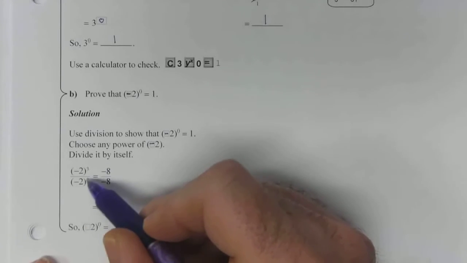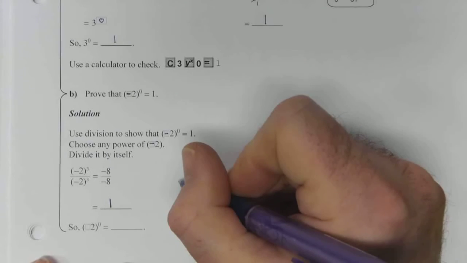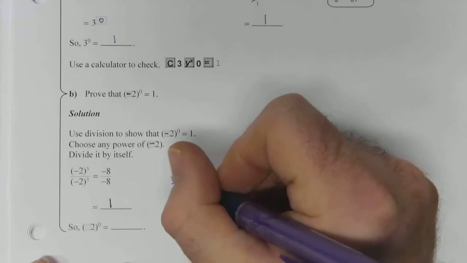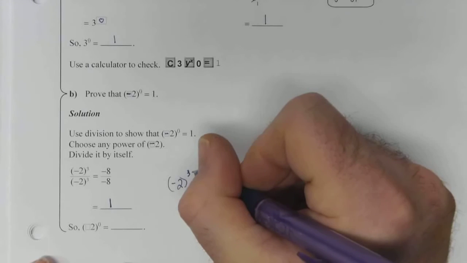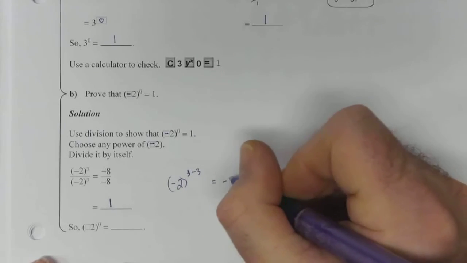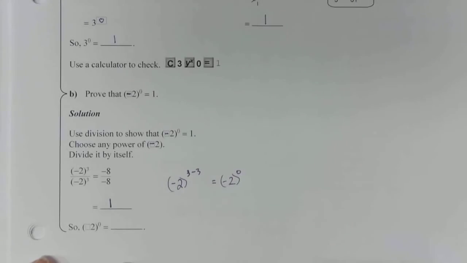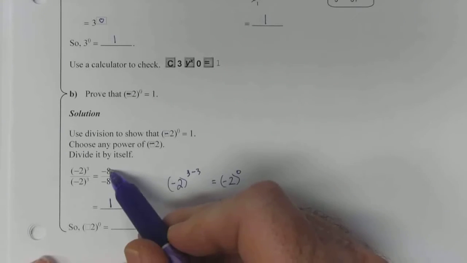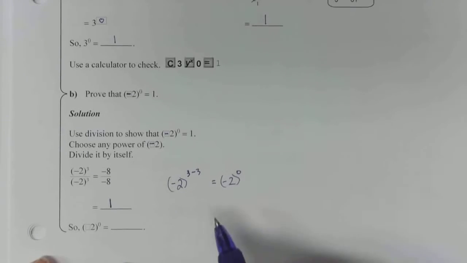So, using our laws, this has a common base, so we can subtract our exponents. Negative 2 to the 3 minus 3 is equal to negative 2 to the 0. This side was 1, so this must equal 1 as well.